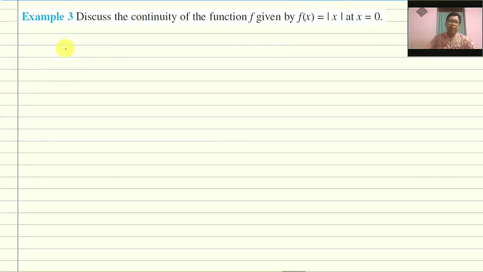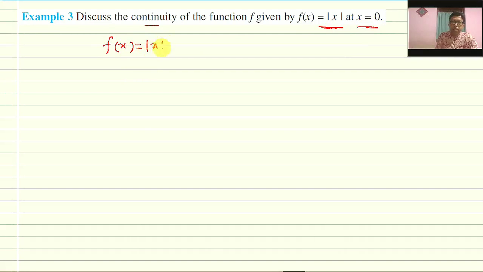This question is also taken from your NCERT book. All the examples are very important. I am discussing with graphs, so it will be very helpful. Discuss the continuity of the function f given by f(x) is equal to modulus of x at x is equal to 0. So the function is this one, f(x) is equal to modulus of x.